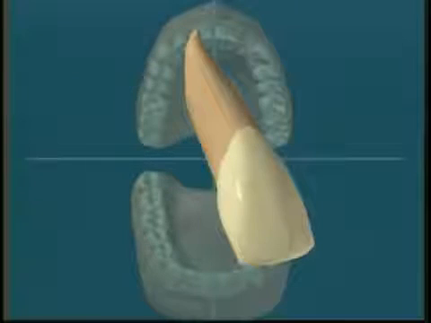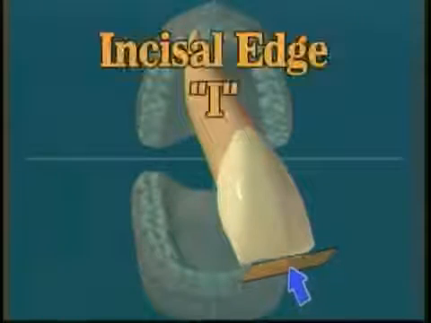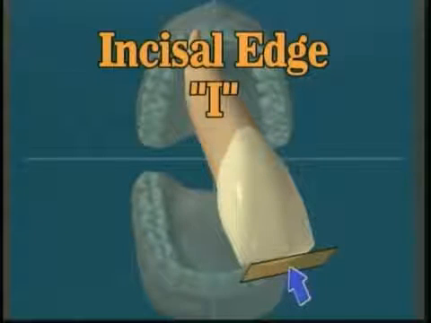All tooth surfaces are abbreviated by the first letter of the word. For example, the incisal surface is also referred to as the incisal edge on anterior teeth and is abbreviated as a capital I.